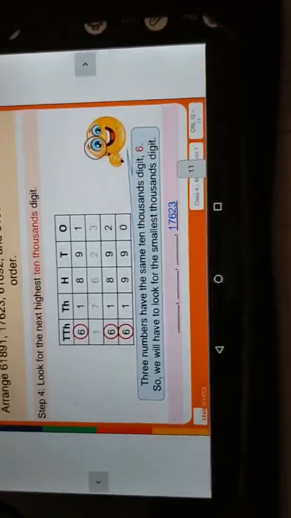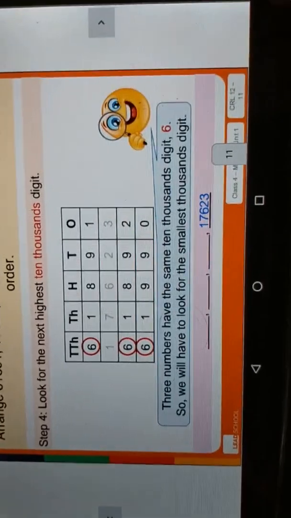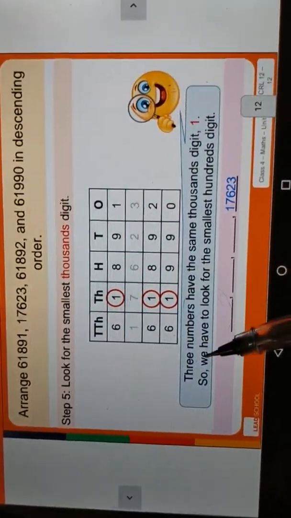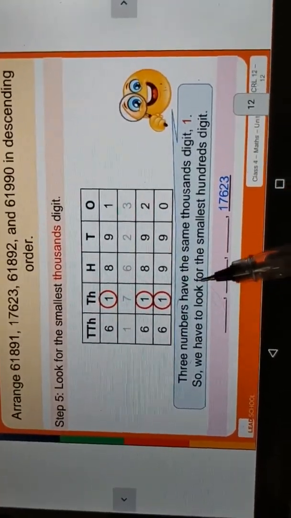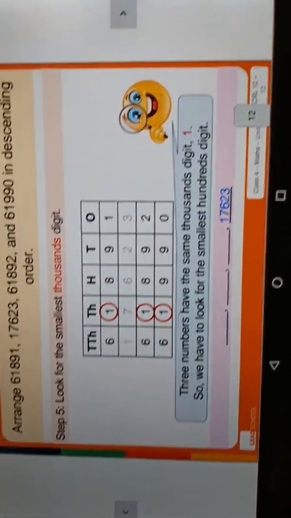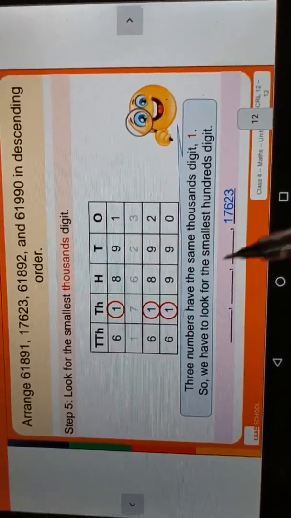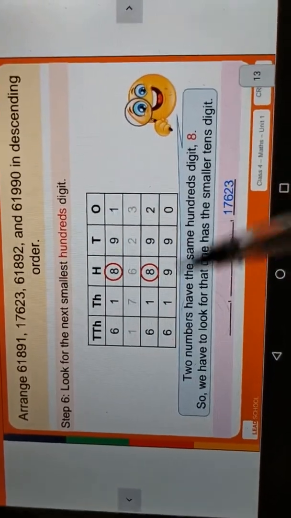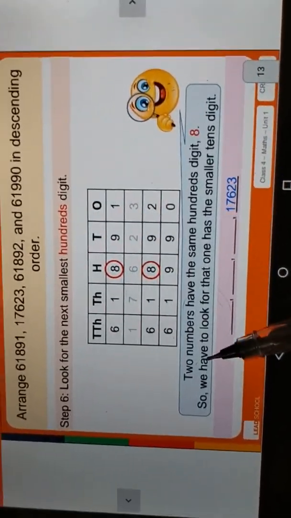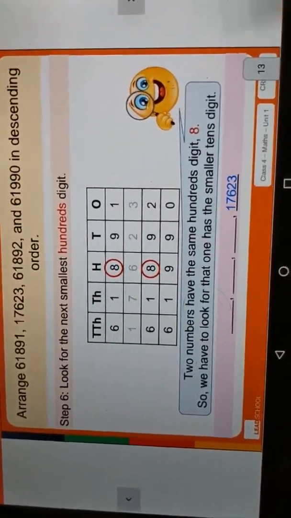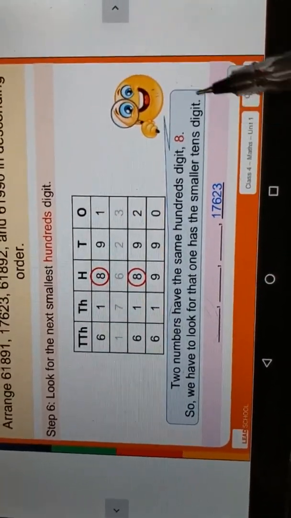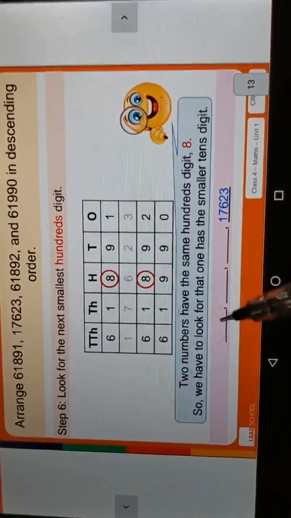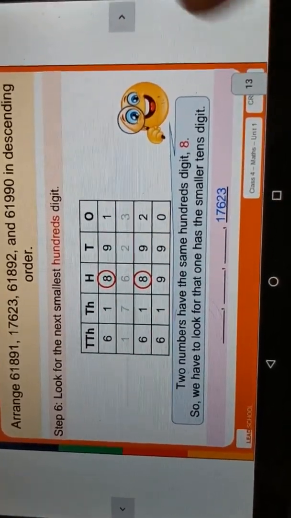So we will have to look at the next digit, the 1,000 digit. Here the same 3 numbers have the same 1,000 digit, 1. So we have to look at the next digit. Now again the same thing happens: the 3 numbers have the same 100 digit, 8. So we have to look at the next digit for the smallest number.